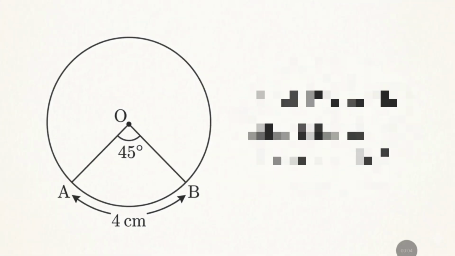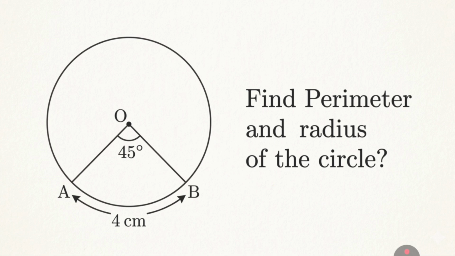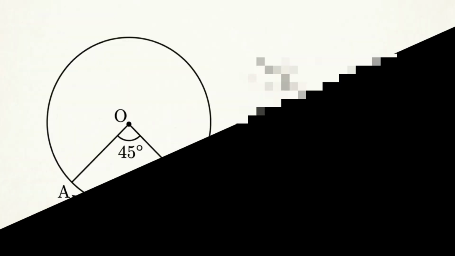Hey architects, if I give you this arc length and this angle, can you find the entire circle's perimeter and radius? Of course you can. It's easier than you think. Let's look at the blueprint.